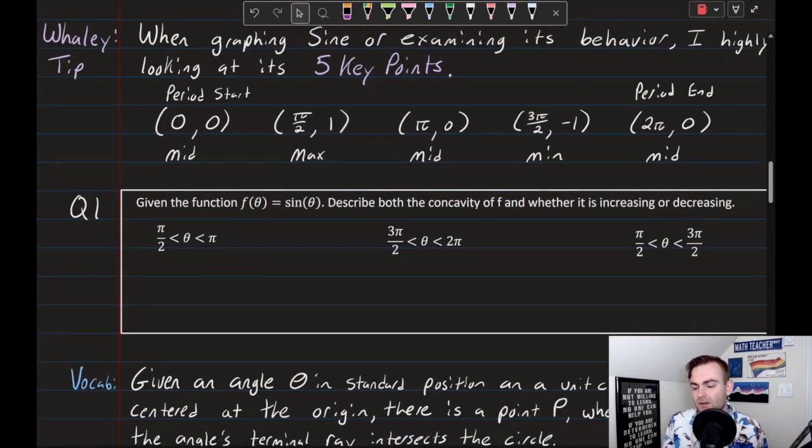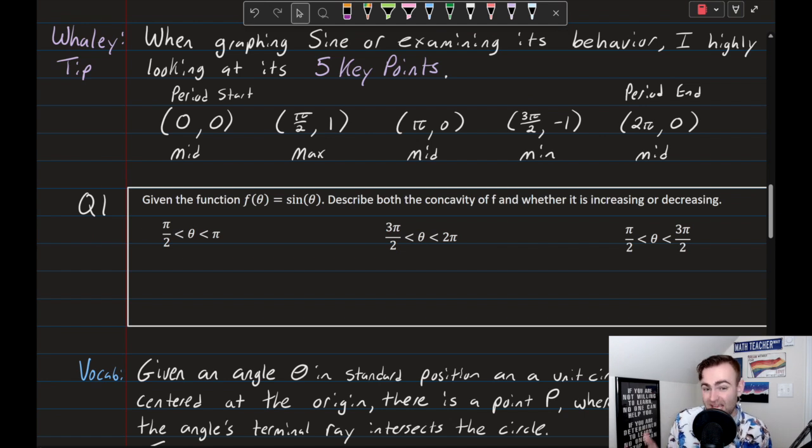So, knowing that, let's determine what's the behavior for these given angles. So if I have an angle that's in between pi over 2 and pi, what's the concavity? Is it increasing or decreasing? Like, what's going on here? And there's a lot of different ways to handle this question. And in fact, I want to try to talk about each of the different parts in a different way. And maybe one of those ways just resonates with you a little bit more.